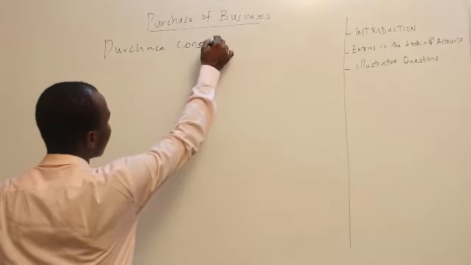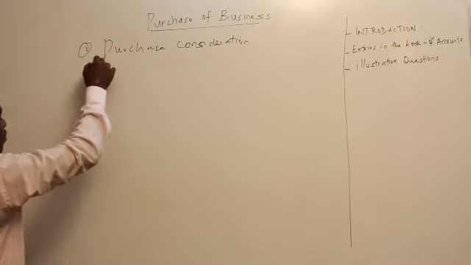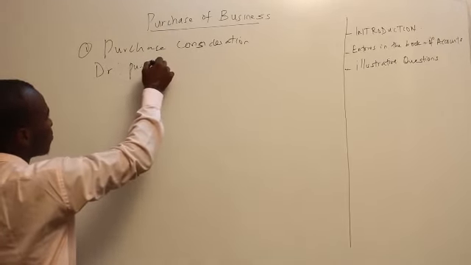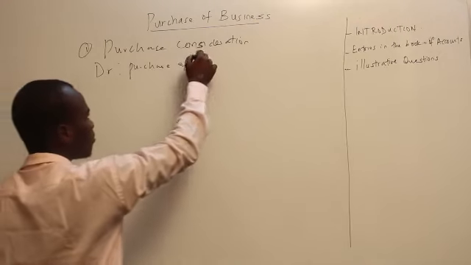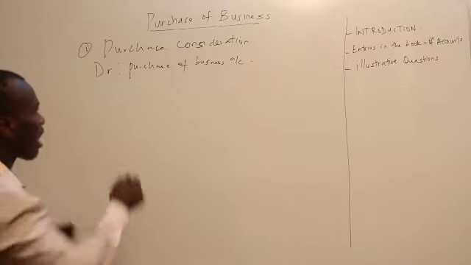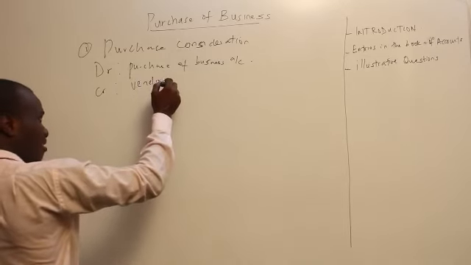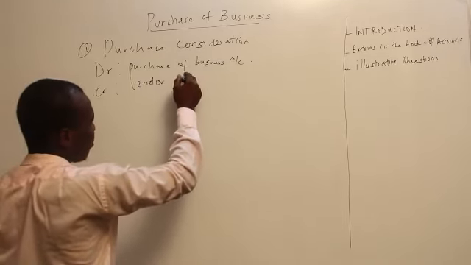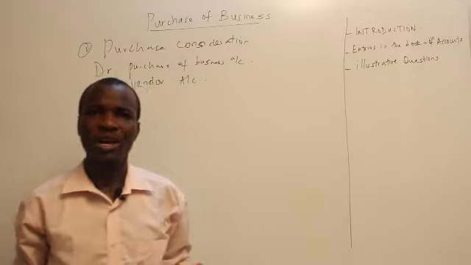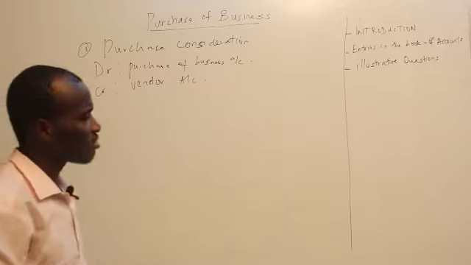Purchase consideration, which is the first entry. What are we going to open? We have purchase consideration, number one. For us to debit purchase of business account and credit the vendor account. So purchase of business will be debited, while the vendor account will be credited.